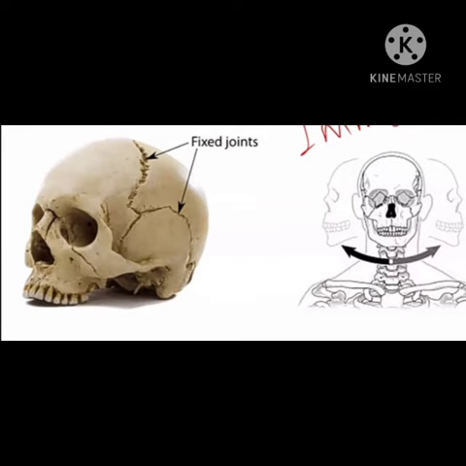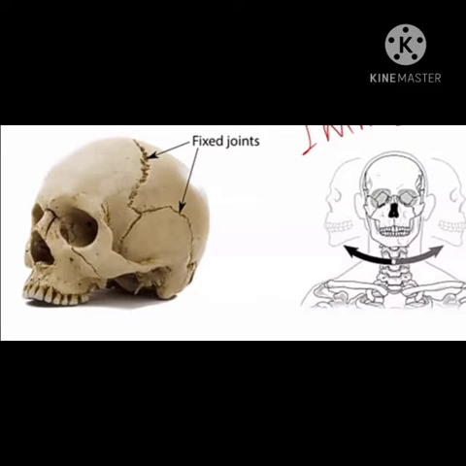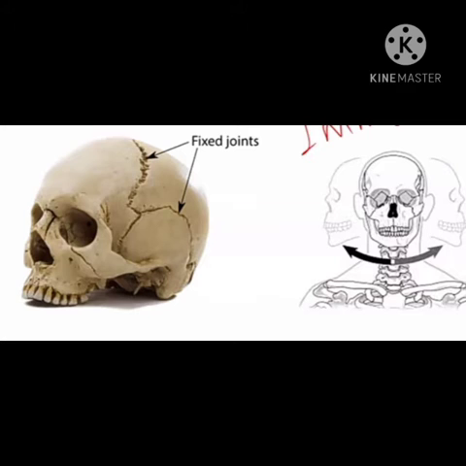Now just look here in the picture, the skull bone. Actually the skull is made up of different bones, right? And they are joined together. But these joints are immovable, right? And these joints are called sutures. So an example of a suture is what? Various bones of the skull, right?